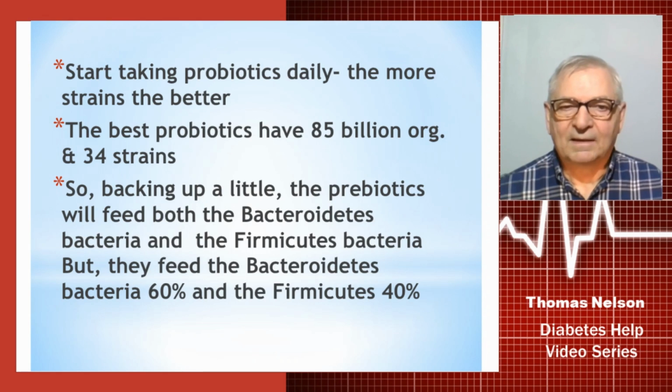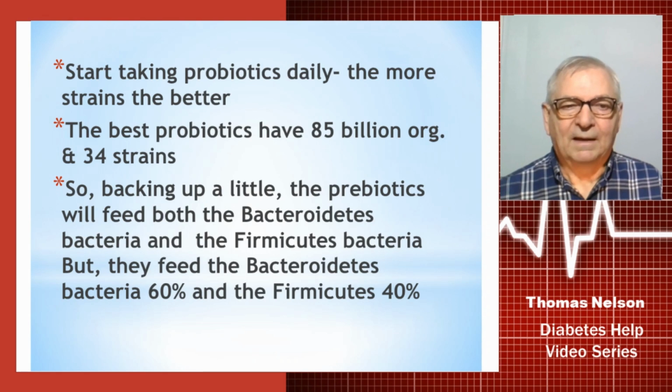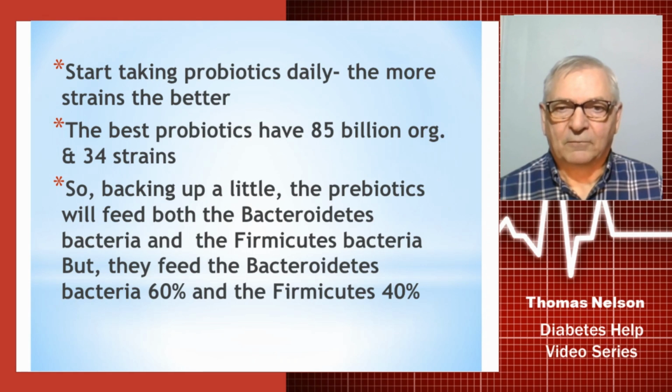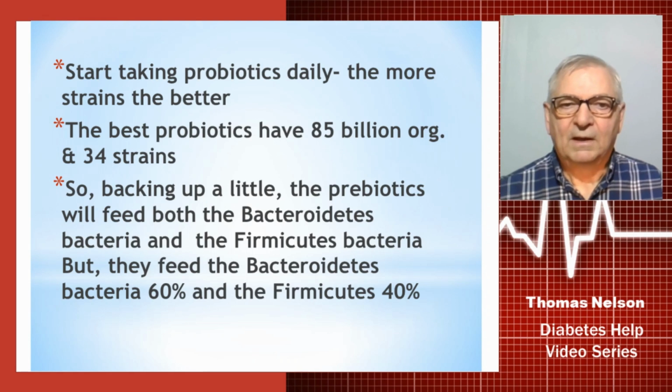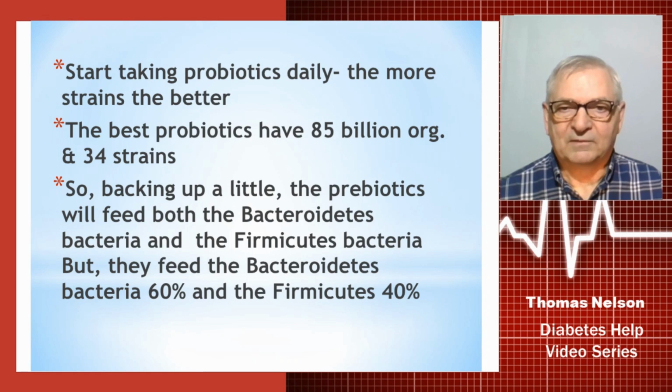The one I take has 85 billion different living organisms, and it has 34 strains. You should be looking for something in that range. You can't buy them at a pharmacy or at a box store. You're going to have to go online or to a health food store to find them. And they should be needing refrigeration after you buy them. If they're not in a refrigerated case when you do buy them, they're probably not the best quality.